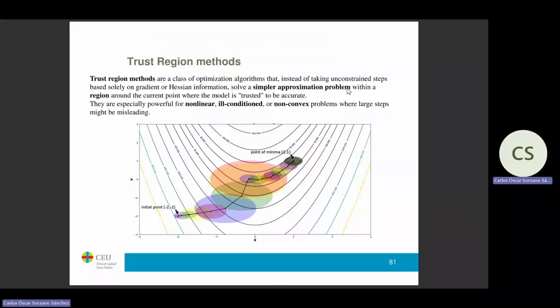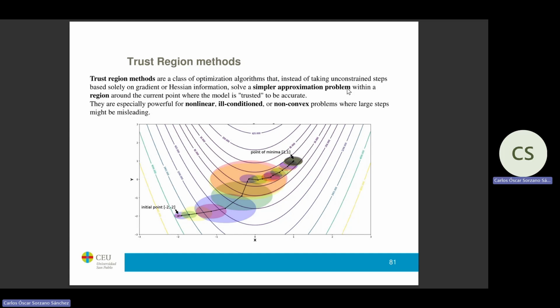Very good. So the next family of methods we will see are these trust region methods. And these are used in cases where you have, for instance, non-linear, ill-conditioned or non-convex problems. And also I would add, when the goal function you are trying to optimize is very expensive.